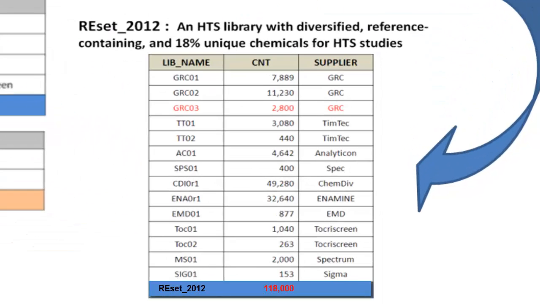So the current representative set is called representative set 2012. This one has 118,000 compounds. This is the compound library that we use for high throughput screening in service of the NRPB projects.